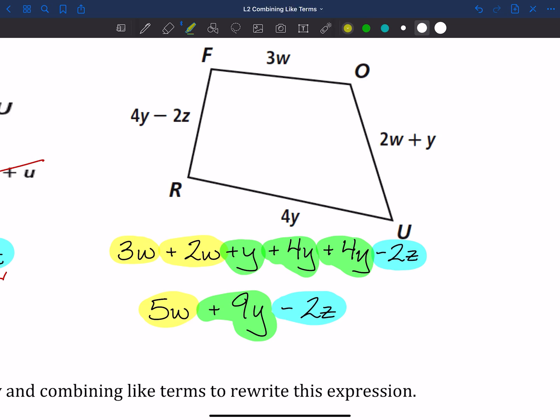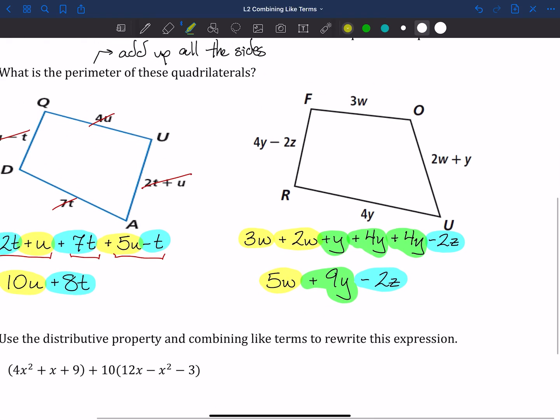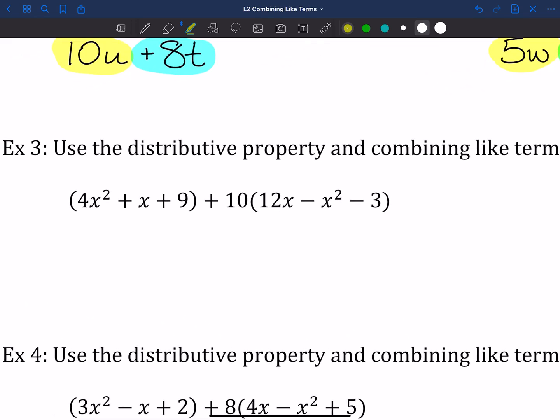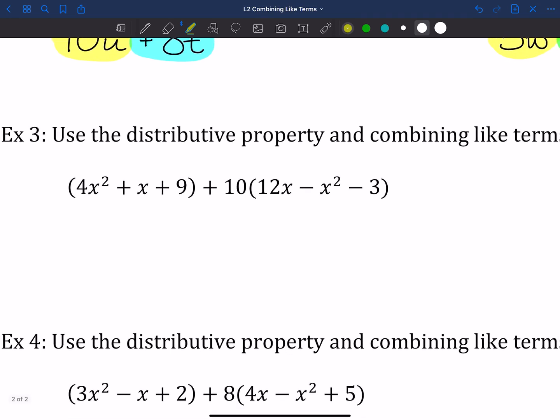We've now found the perimeter of that shape, and we're good to keep on going through whatever problem that relates to in the future. Okay, so hopefully it doesn't seem so bad. Let's take a look at some problems that obviously start out looking a whole lot worse than what we were just doing. So this one wants us to use the distributive property and then combine like terms. All right, so let's take it one step at a time.